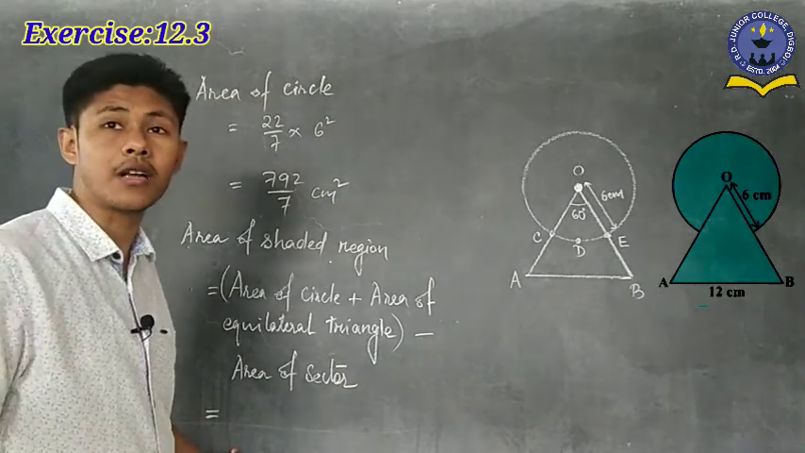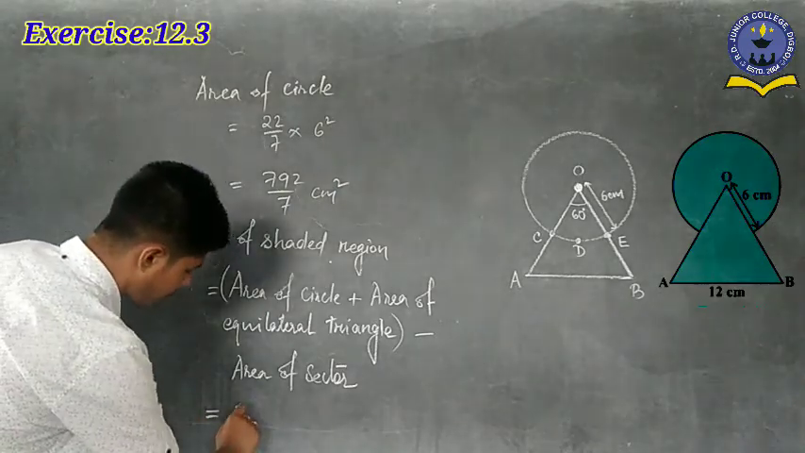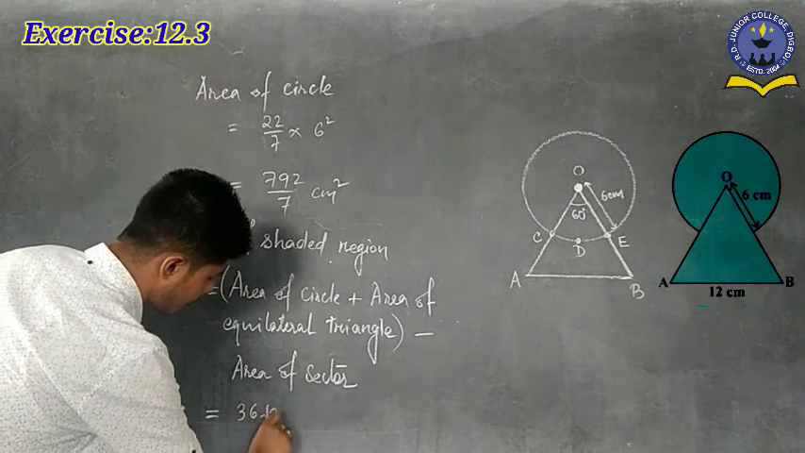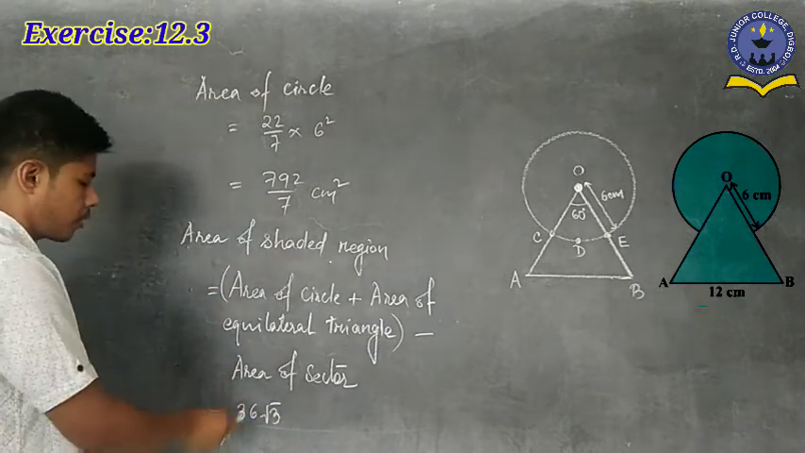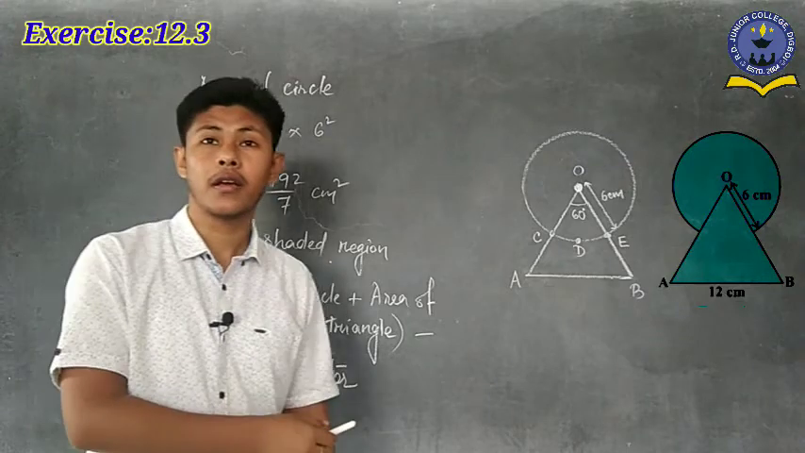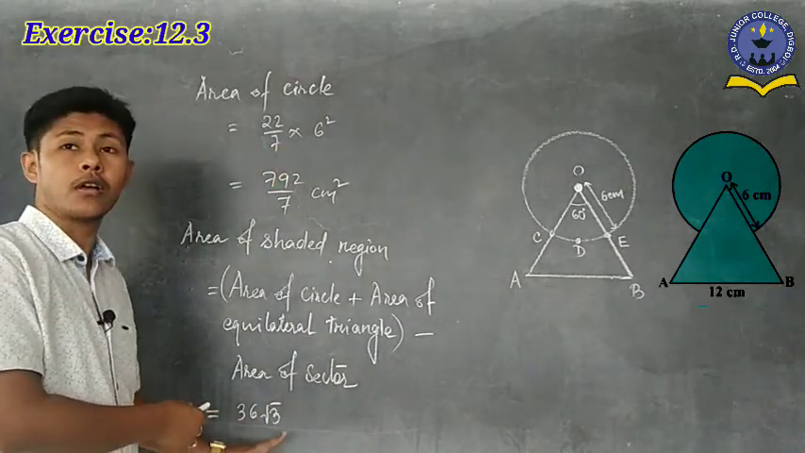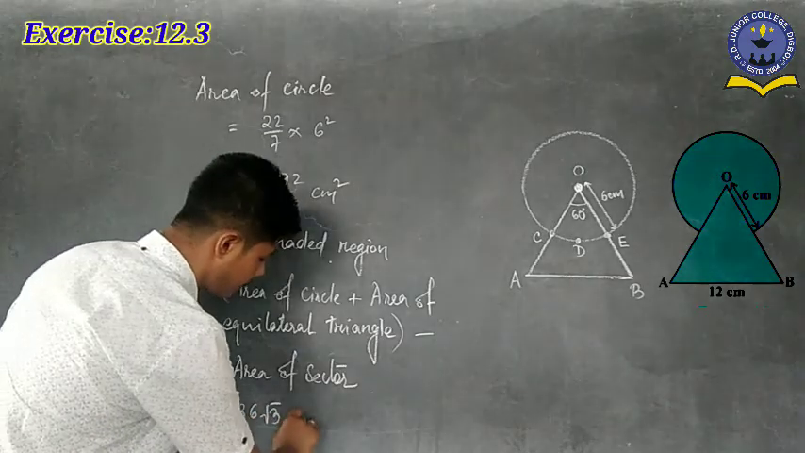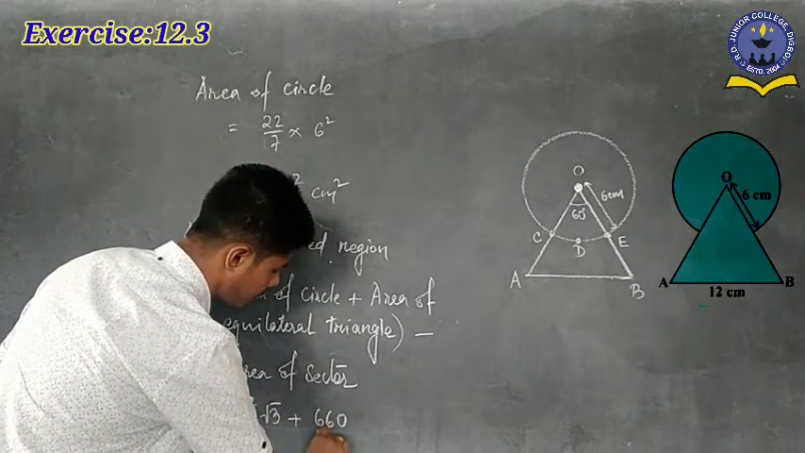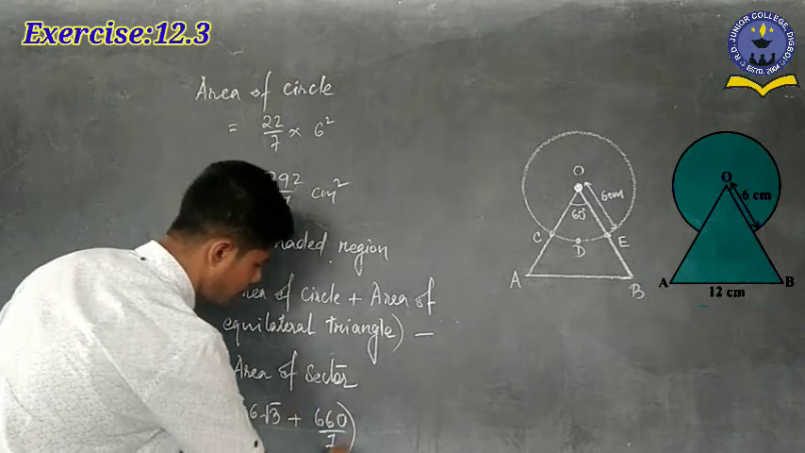here, the result is how much? We get here 36 root 3. The calculation is yours; you have to calculate this result properly, isn't it? So 36 root 3 plus 660 by 7, 660 by 7 centimeter square.